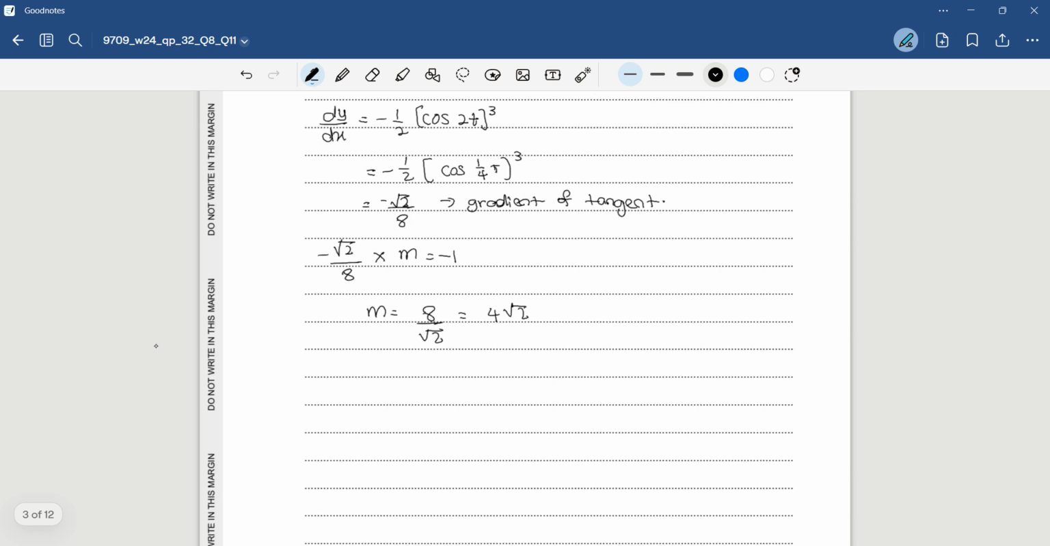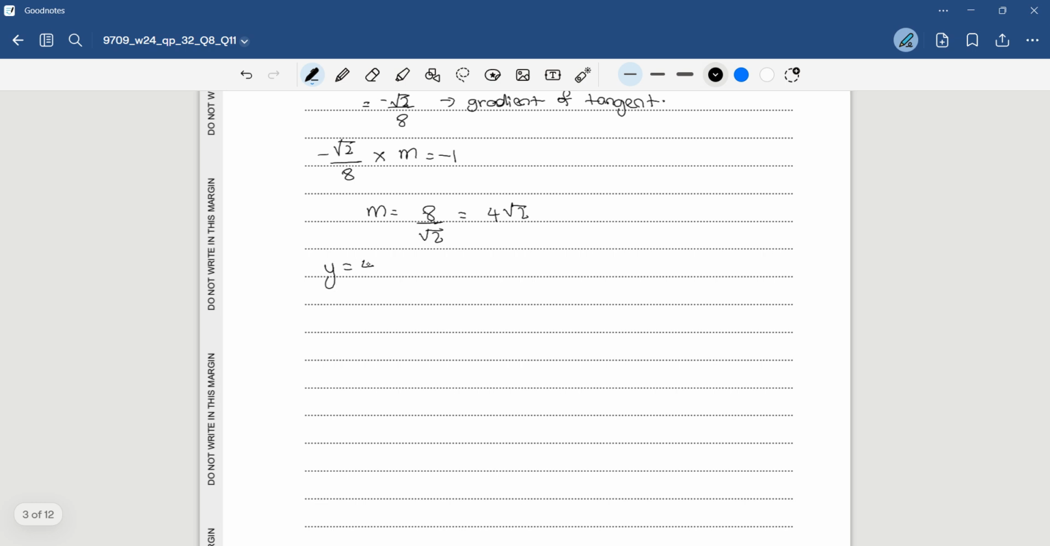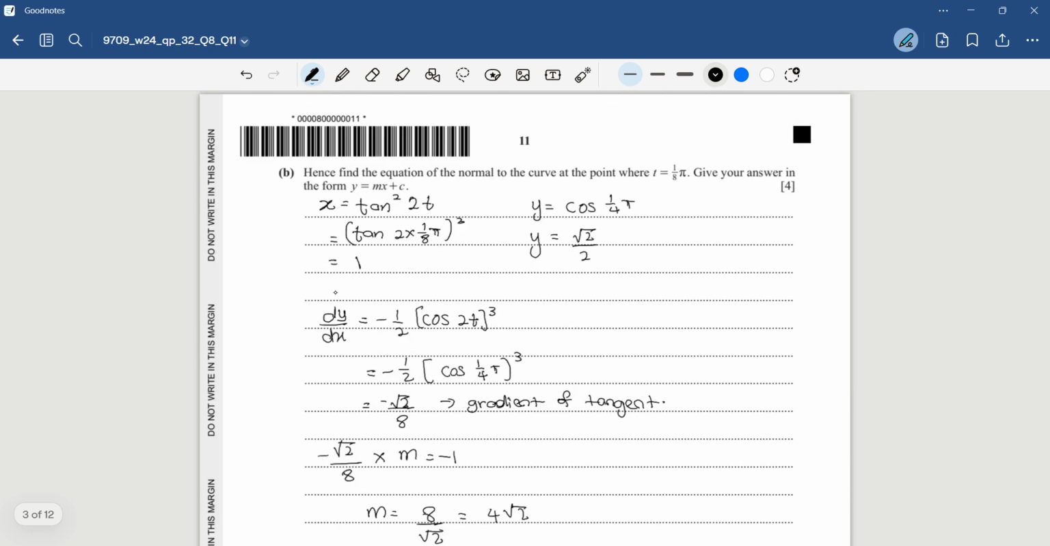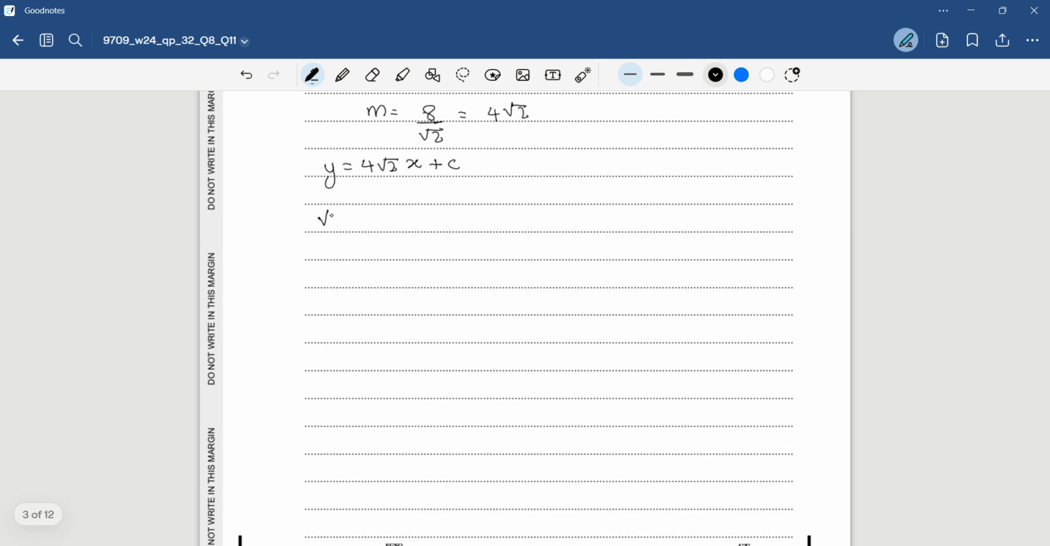Okay, so the equation of the normal will be y equals 4 root 2 x plus c. Here we have our x and y already. When x equals 1, y equals root 2 over 2. So root 2 over 2 equals 4 root 2 plus c. Therefore c will be negative 7 over 2 root 2. Therefore, the equation of the normal will be y equals 4 root 2 x minus 7 root 2 over 2.